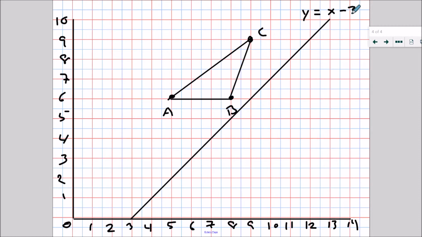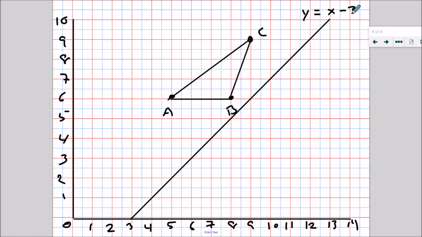X is 3, 3 minus 3 is 0, y is 0. So x is 3, y is 0 is on that line. X is 6, 6 minus 3 is 3, so x is 6, y is 3 is on that line. X is 13, 13 minus 3 is 10, so y is 10. X is 13, y is 10 is on that line. Everywhere on that line can be shown by whatever my x is, my y is 3 less than it. Now again, that should hopefully be a review of some of the input-output graphing we did earlier this year, so I'm not going to dwell on it, but that's how we name what we're reflecting across here.